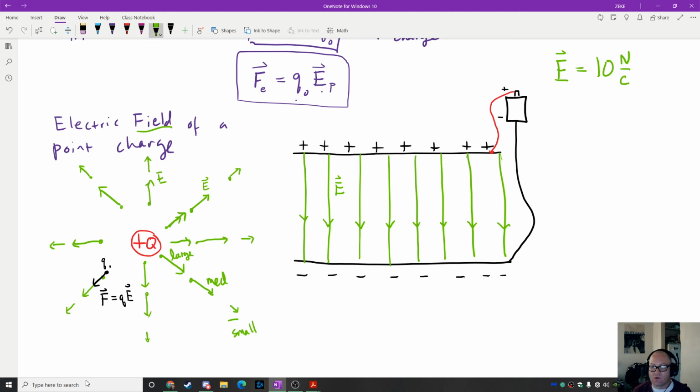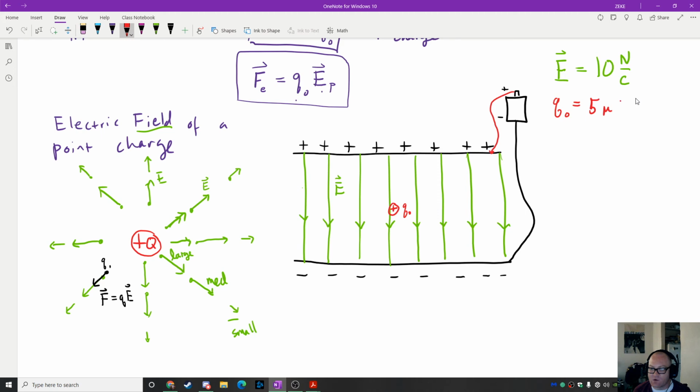Newtons per coulomb because, again, it's force per unit charge. So let's say that this would be called a uniform electric field. At every point in this space, we have the same value. Now, if I were to place, again, a positive particle to keep things simple, I take a positively charged particle right here, and I tell you that the size of that particle, Q naught, is, let's say, equal to 5 microcoulombs.